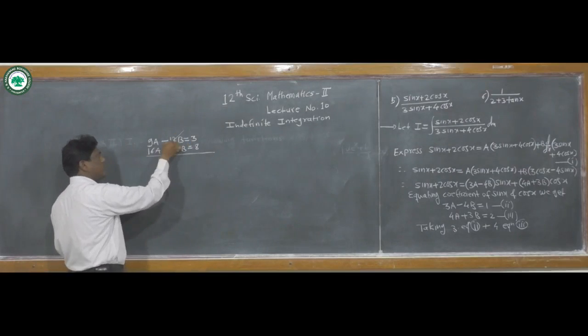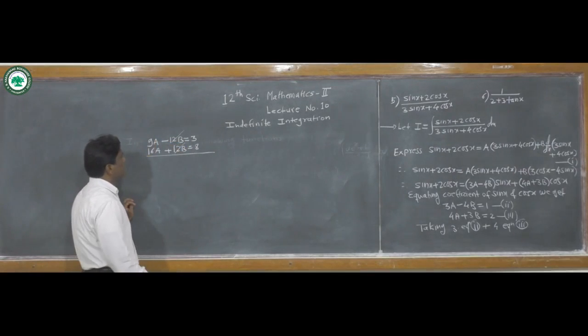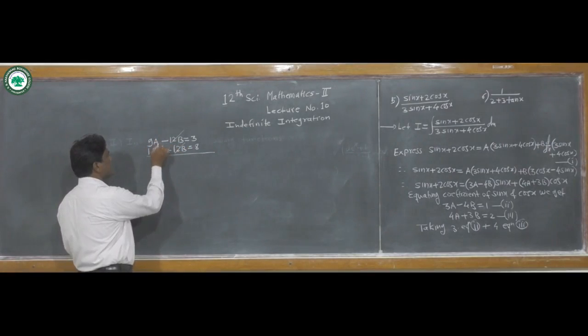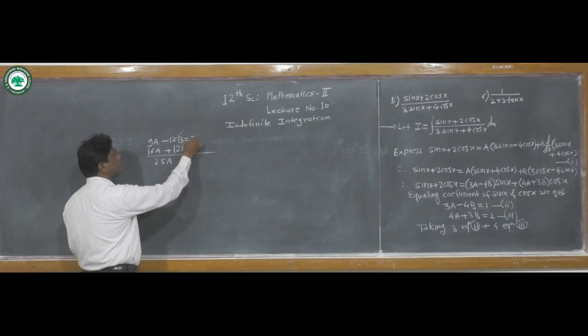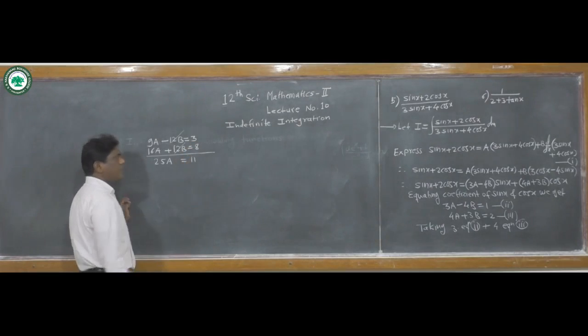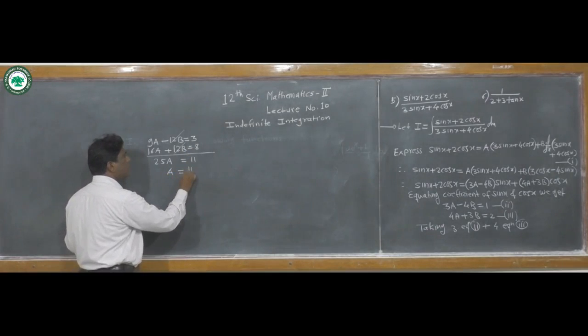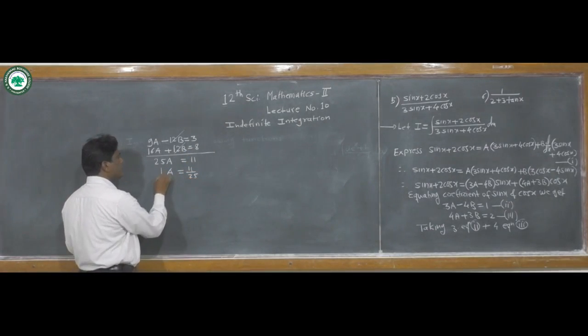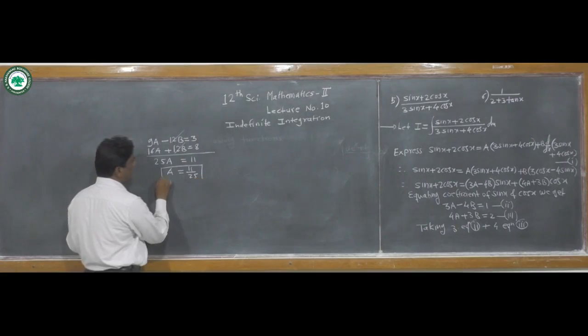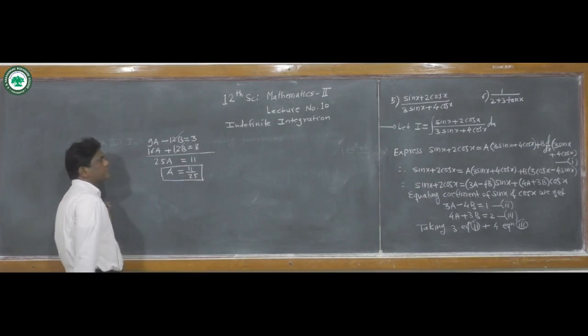So this minus 12b and plus 12b get cancelled to each other, and 9a plus 16a is equal to 25a, and it is equal to 3 plus 8, 11. Now here a is equal to 11 upon 25. We get here a as 11 upon 25.